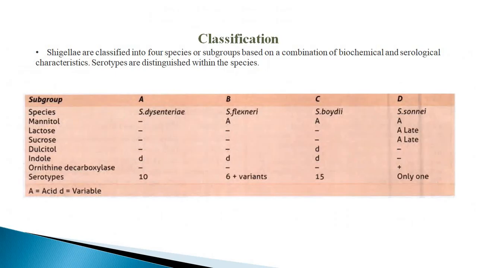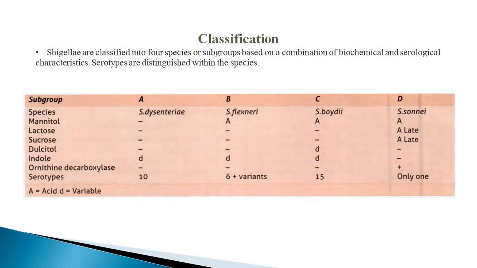So the classification of Shigella. Shigella are classified into 4 species or subgroups based on the combination of biochemical and serological characteristics. Serotypes are distinguished within the species. This image also depicts the classification of Shigella.